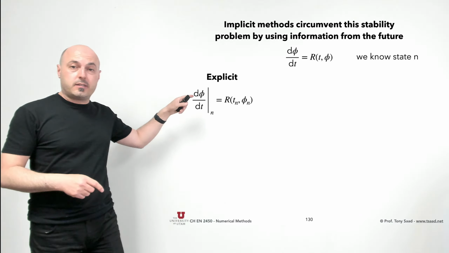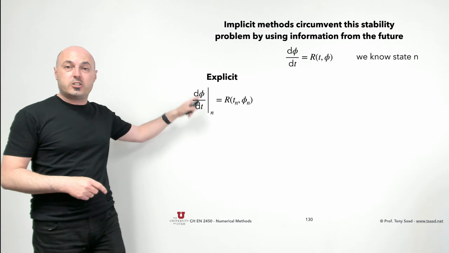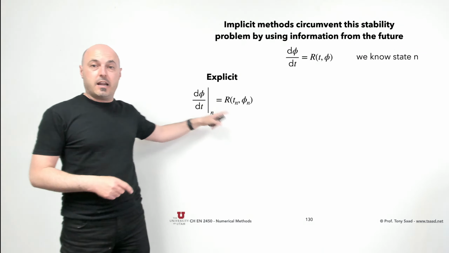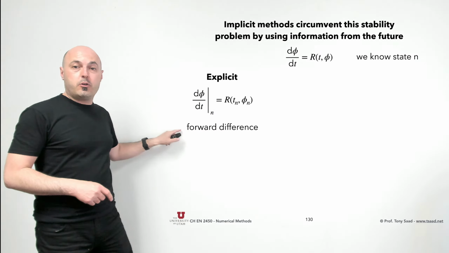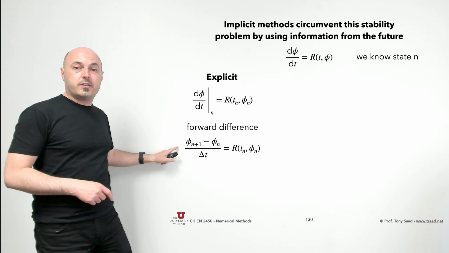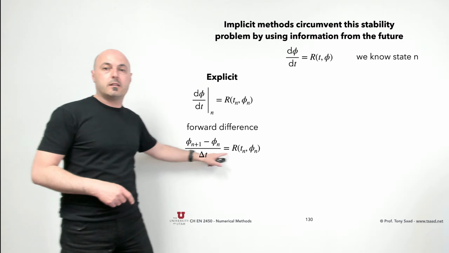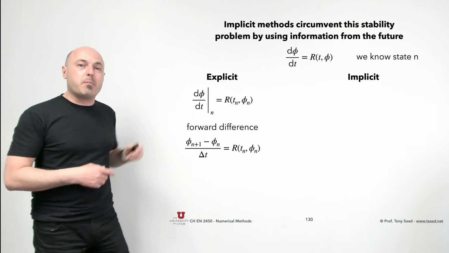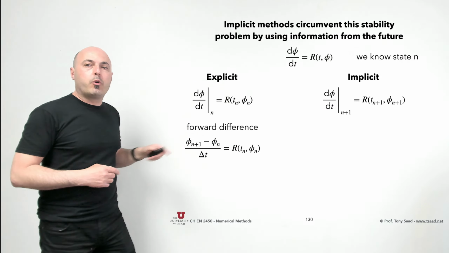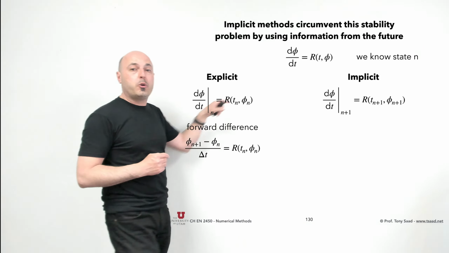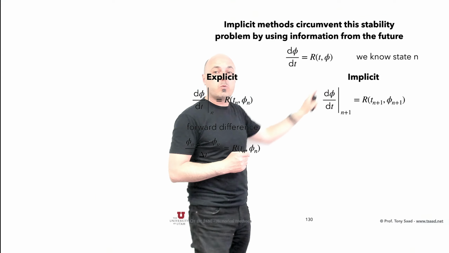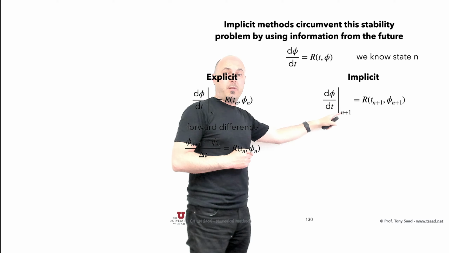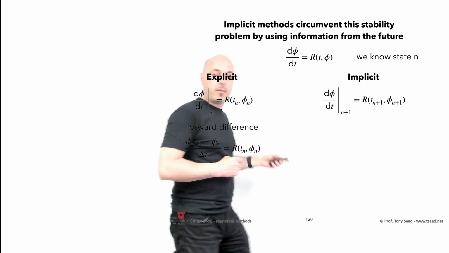In explicit methods, again, we said we're going to use the rate of change at n, and on the right-hand side, everything is at n. Then you use a forward difference over here, and this is what you get, phi n plus 1 minus phi n over delta t, everything is at n, so that's how you resolve this. Implicit methods use the future. They say we're going to evaluate phi n plus 1 by looking at the rate of change at n plus 1. So d phi by dt at n plus 1, everything is at n plus 1.